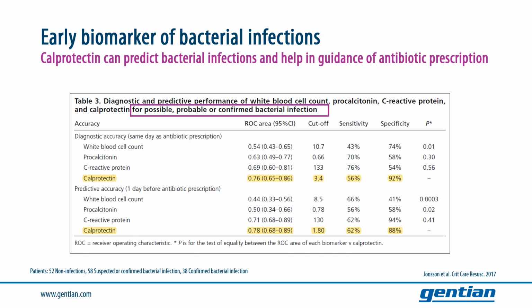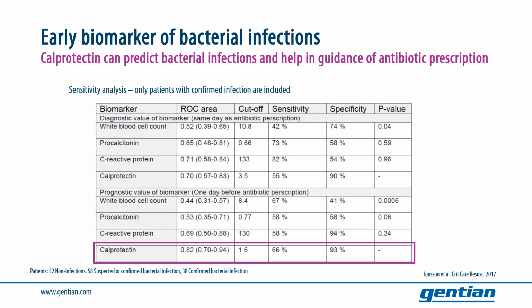And also please note this table includes results from all possible, probable and confirmed infections. While looking at the same analysis, only including confirmed infections, the performance of calprotectin for predicting the antibiotic treatment was even improved, with a cutoff of 1.6 mg per liter and a specificity of 93%. Hence, with these results, they showed that calprotectin can be used as a prognostic marker, potentially guiding an early start of treatment and thereby avoiding severe events following the infection.